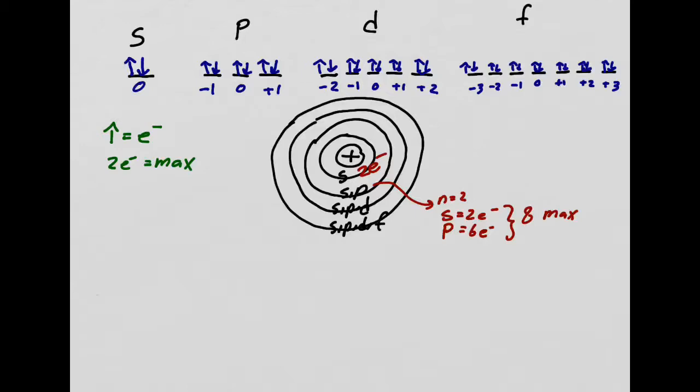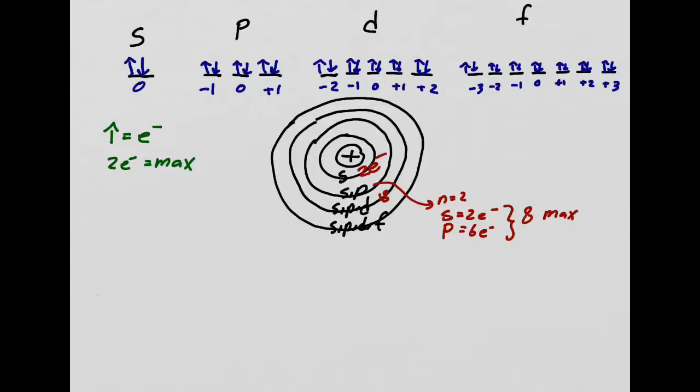Now for n equals 3, remember 2 for S, 6 for P. How many for D? Count this. 10 for D. So 2 plus 6 plus 10 is, oh boy, have to do some math. Okay, now I'll let you do it for n equals 3 and n equals 4. So what's the max here? 18.